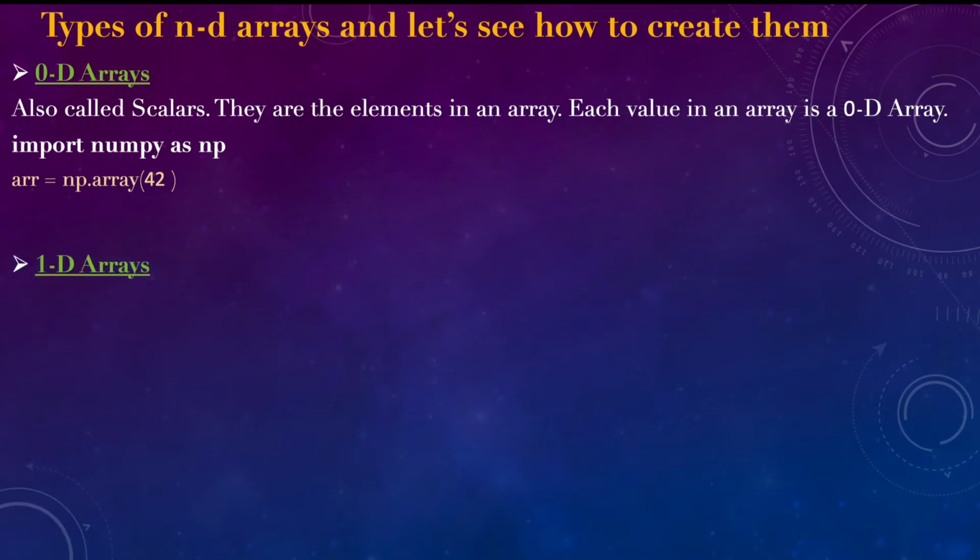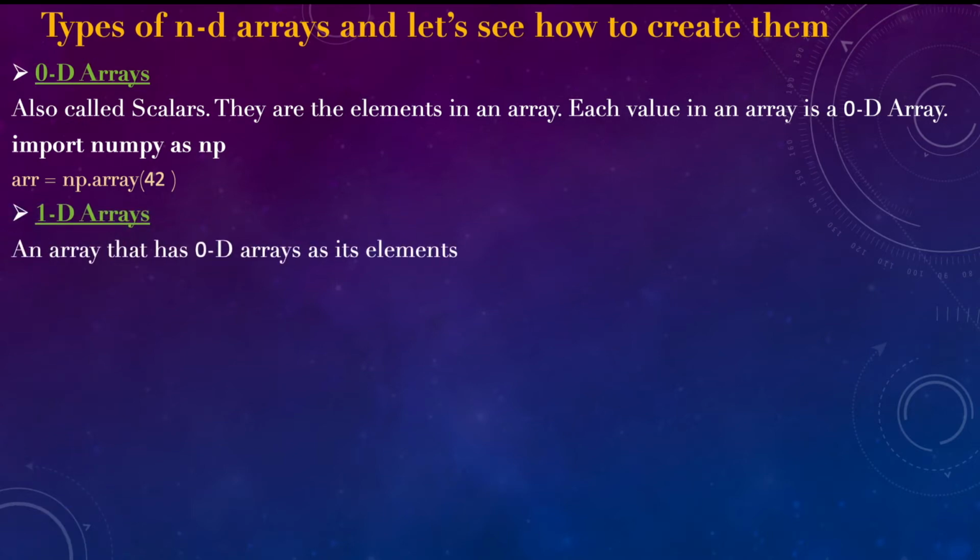Now we come to 1D arrays. A 1D array has 0D arrays as its elements. For creating a 1D array, you have to import numpy as np and then call the np.array function and simply pass a list of values in it. It is going to create a one-dimensional array for you.